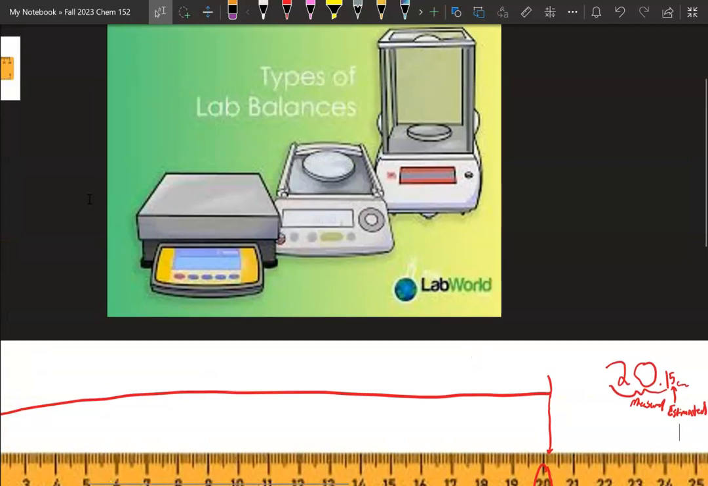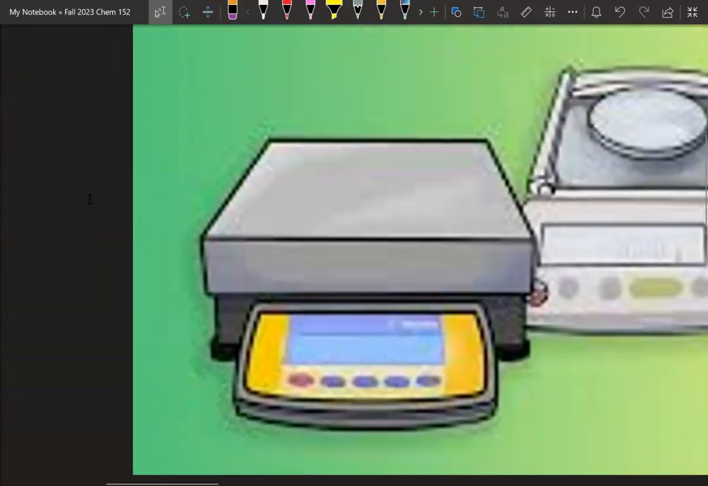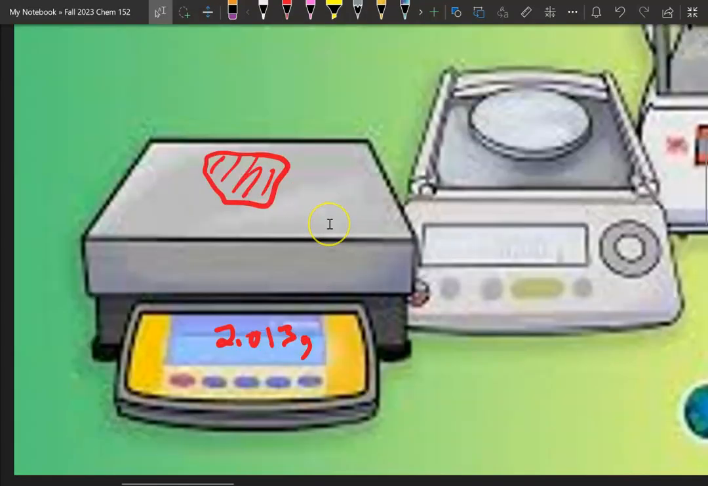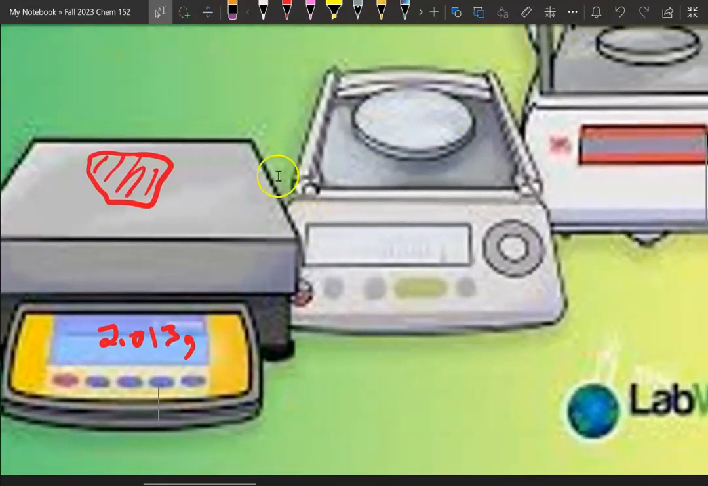Now, the one thing that's the easiest would be this top loader balance. Let's say that I put some type of object on here, and that object measures to be 2.013 grams, and that's what you see on the screen. So we would write down 2.013 grams. Mass is the easiest thing to measure, and all three of these are different types of balances.